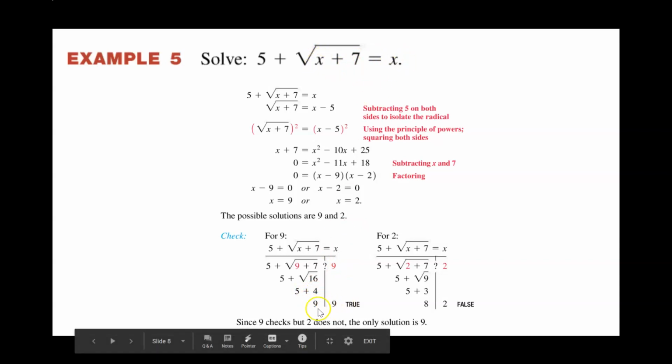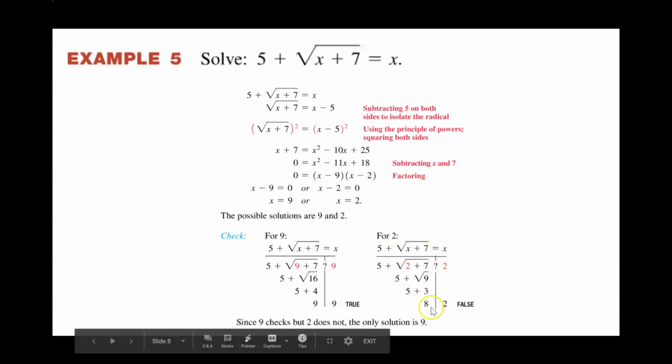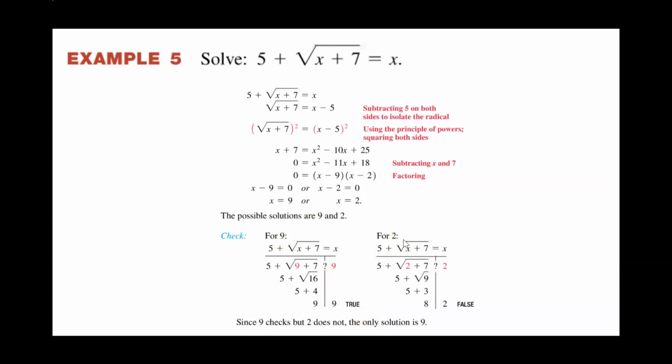They both equal 9 on both sides. This answer is true. However, if I put 2 for x here and x here, this side equals 8, this side equals 2. This is false. So the only answer for this one is going to be 9. So be careful with that. Don't put both, that the answer is 9 and 2. Got to do a check because maybe one of them won't be the answer.